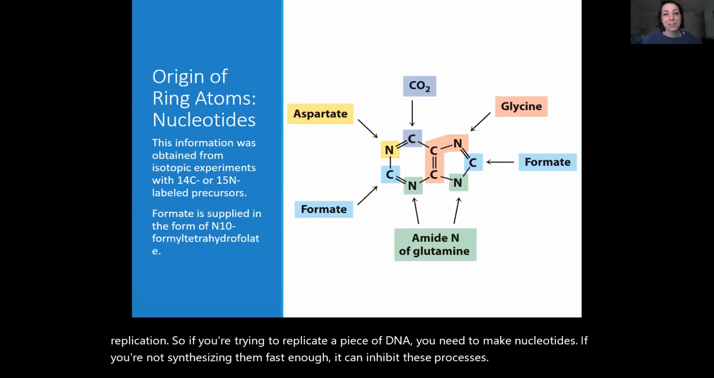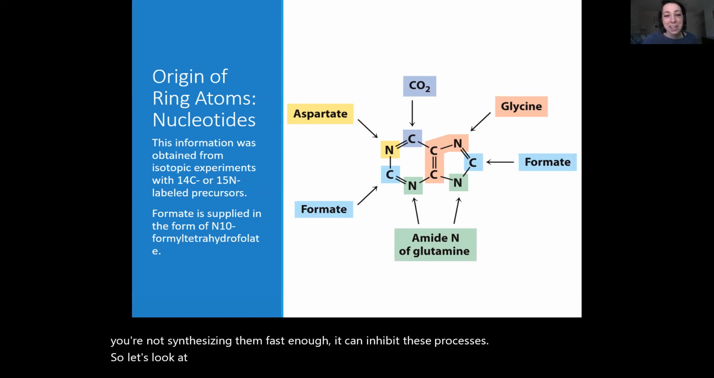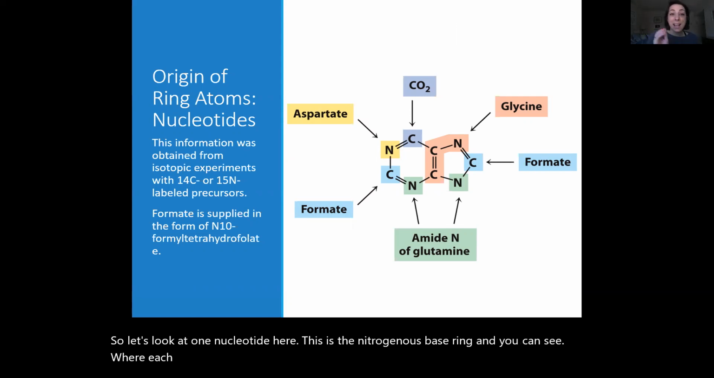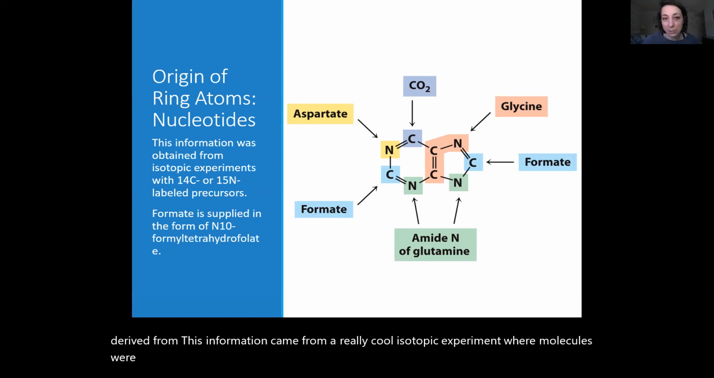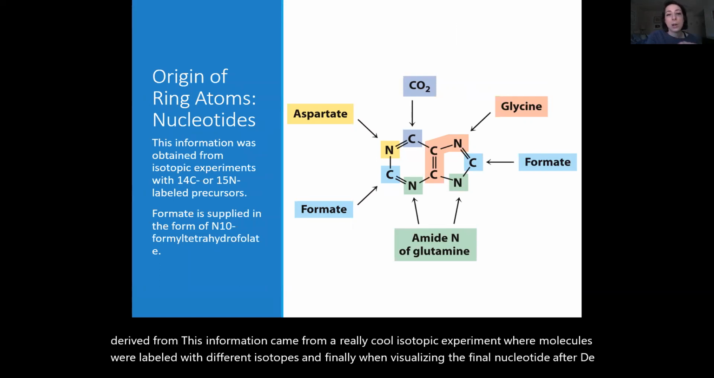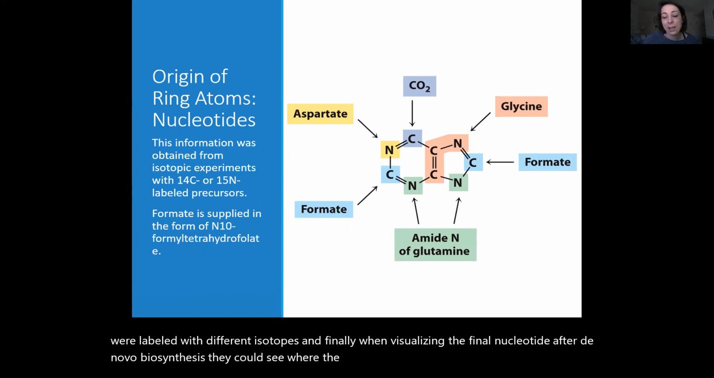So let's look at one nucleotide here. This is the nitrogenous base ring, and you can see where each of the actual elements in the ring are coming from, what molecules they're derived from. This information came from a really cool isotopic experiment where molecules were labeled with different isotopes. And finally, when visualizing the final nucleotide after de novo biosynthesis, they could see where the pieces ended up that came from certain original molecules.